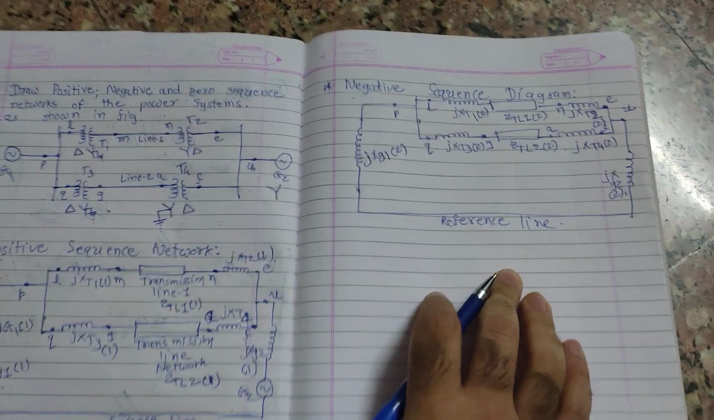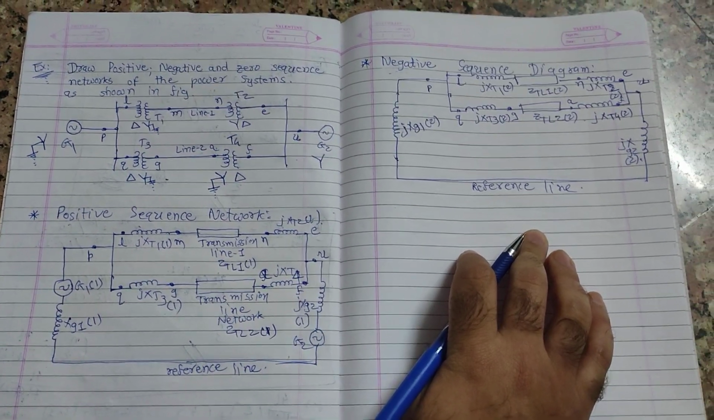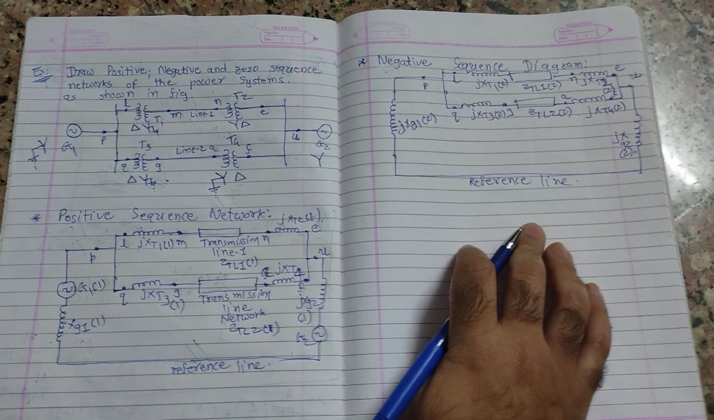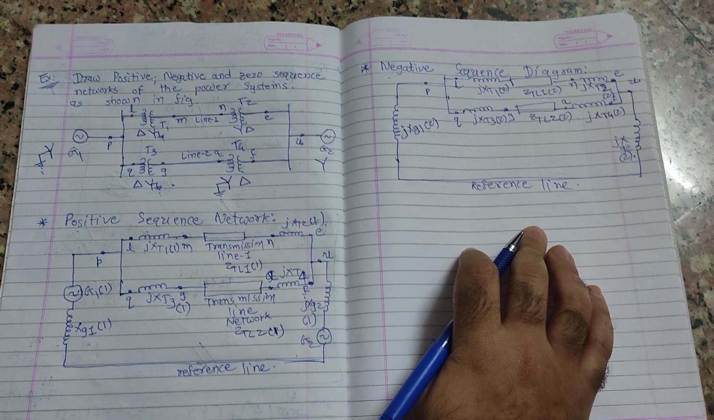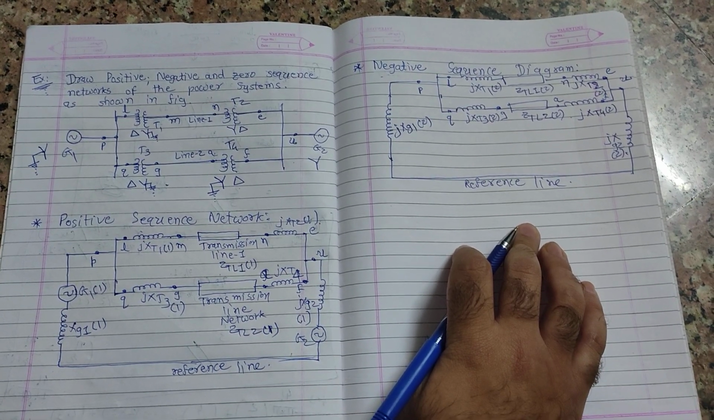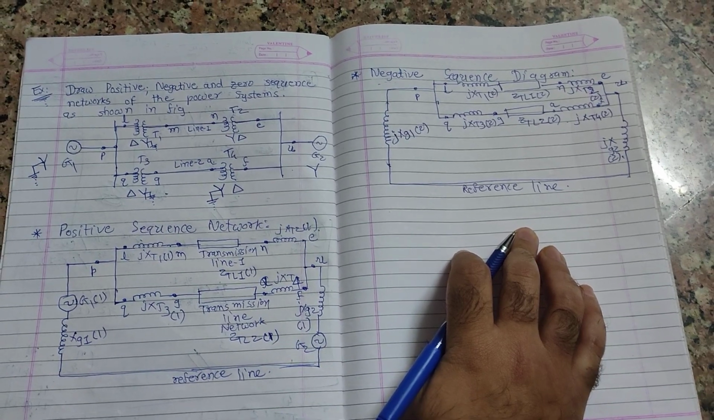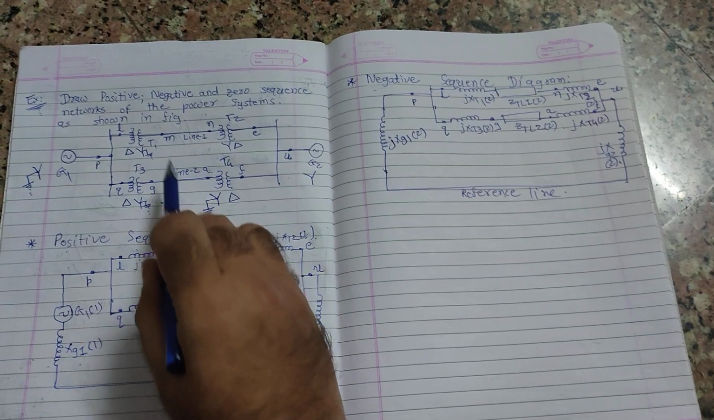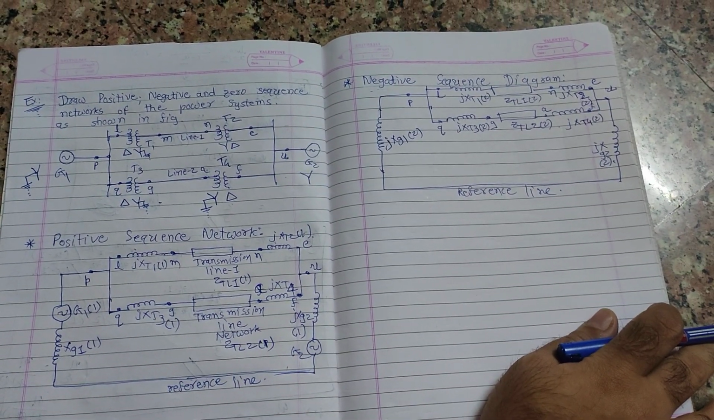So in this manner you can draw the positive and negative sequence networks. The zero sequence network is a little bit tough, and I will make it in another video. Now you just practice the positive sequence network and negative sequence network for other kinds of single line diagrams. By this you can consider this for your stand-up practice.